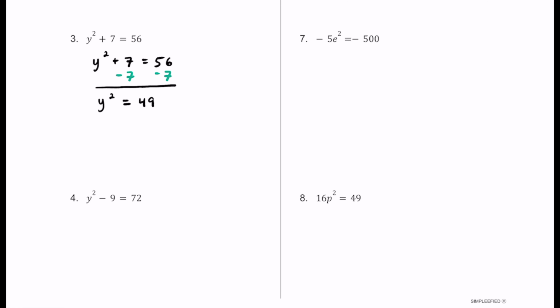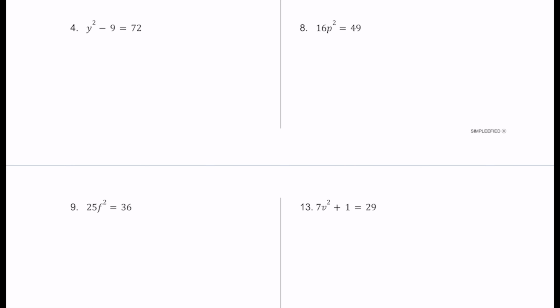Now that the y squared is isolated, we can go ahead and take the square root of both sides of this equation. The square root of y squared is just going to equal y, and the square root of 49 is going to be positive or negative 7, or plus or minus 7. Writing them separately, we can say that y is equal to 7 and y is equal to negative 7. Both of these solutions work for the equation.